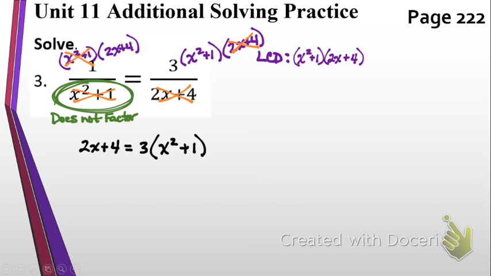What should I do next? Distribute that 3. All right, so 2x plus 4 equals 3x squared plus 3. What kind of equation are we looking at here? Quadratic. Whenever you see that x squared there, that means it is quadratic.